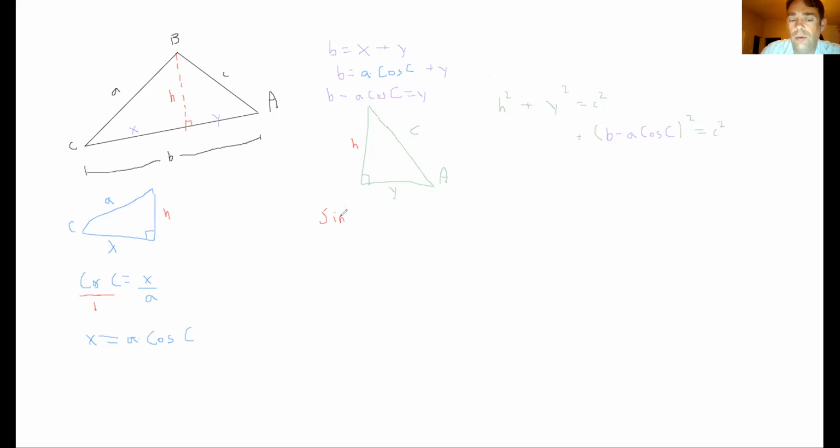Didn't necessarily want to, but it is what it is. So sine of a is h over c, but we can potentially use that to help us at least get rid of the h value. And so we'll have everything back in terms of a, b, and c, and angle a, angle b, and angle c. So h is c times sine of a.